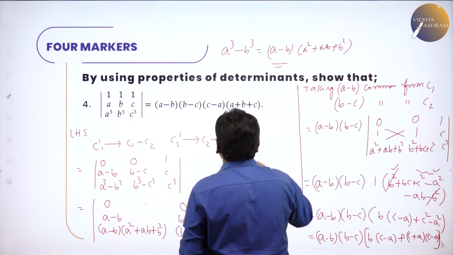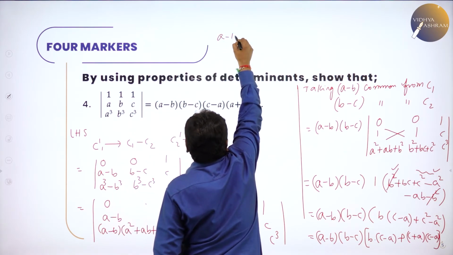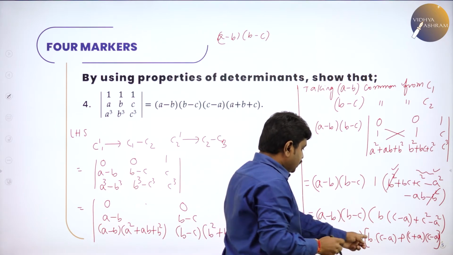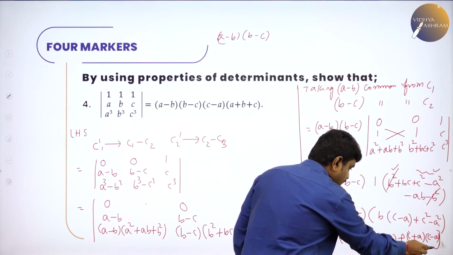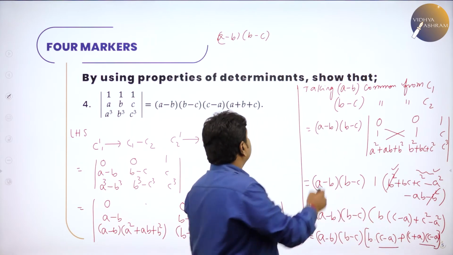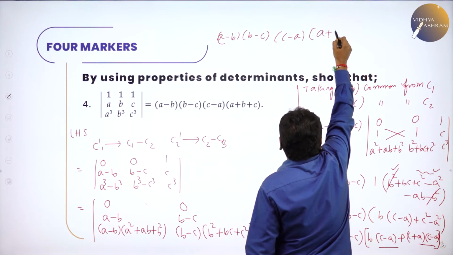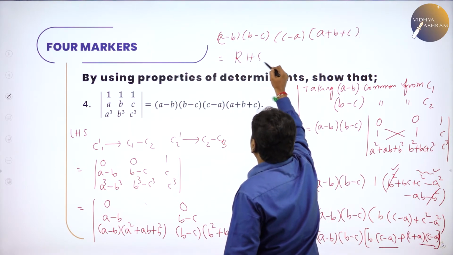Now simplify this. A minus B, B minus C. Then we have in these two terms, again you can take C minus A. In the brackets, here we have C minus A, here we have C minus A. Take C minus A out. If I take it out, what is left out? In the brackets I'll have A plus B plus C. This is the RHS. Hence the proof.